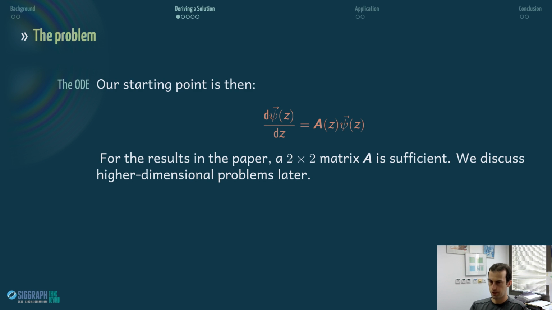All right, let's consider again our starting point. For the problems I solve in the paper, which are liquid crystals, droplets, and shells, and inhomogeneous optically anisotropic slabs like crystal plates, a 2x2 matrix A is sufficient, and that is what I'm going to discuss first. Before we conclude, I will discuss how to extend the technique to other problems, including higher dimensional problems.